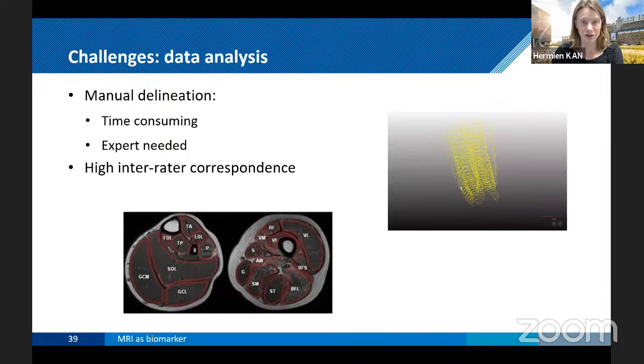So another challenge in fat fraction imaging is the data analysis, right? So far, we've all manually delineated these muscles. So this is an example of lots of different slices and lots of different ROIs of the upper leg. And this is very time consuming, and you really need expert knowledge to do this. There is a high inter-rater correspondence, but still it's hours and hours and hours.